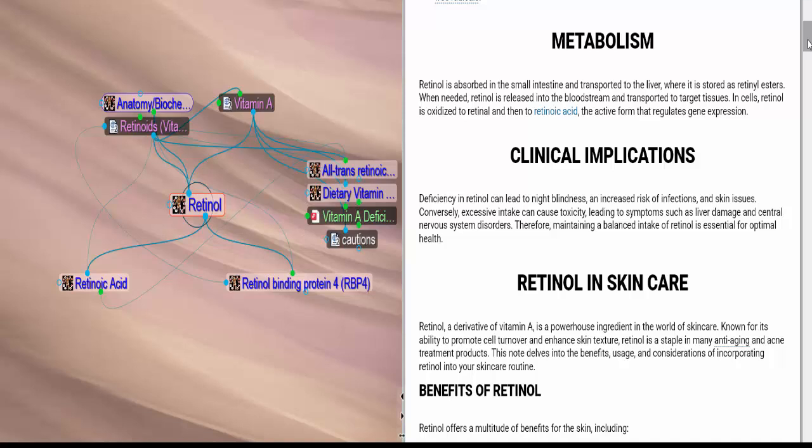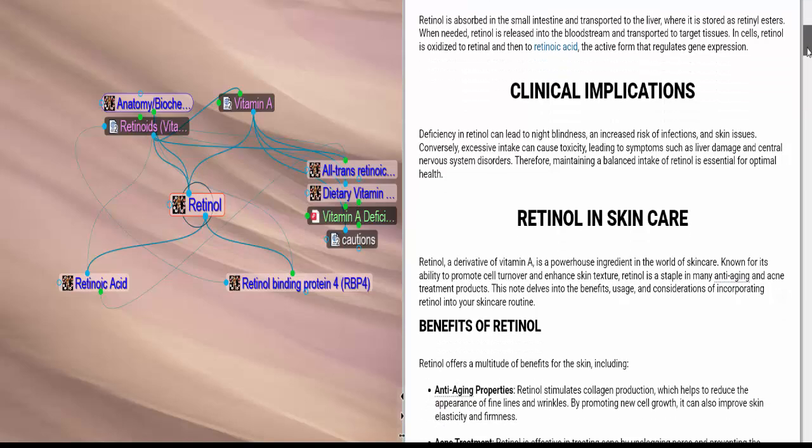Retinol is absorbed in the small intestine and transported to the liver, where it's stored as retinol esters. When needed, retinol is released into the bloodstream and transported to target tissues. In cells, retinol is oxidized to retinal and then to retinoic acid. Retinoic acid is the active form that regulates gene expression.